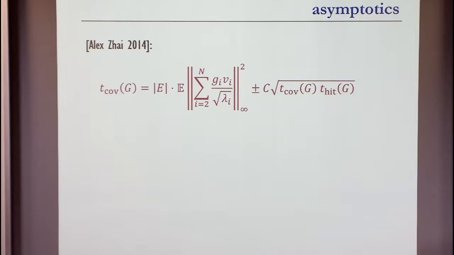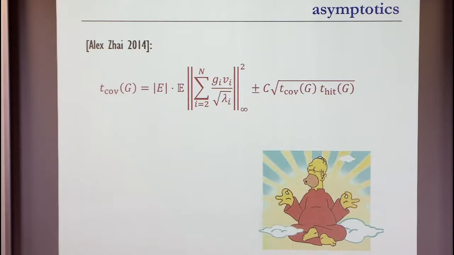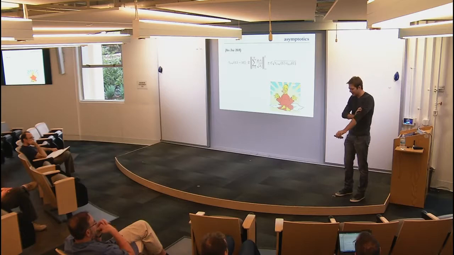Yeah. What is an example of a graph where this is exactly the exponent? Okay, good question. Even for a tree.